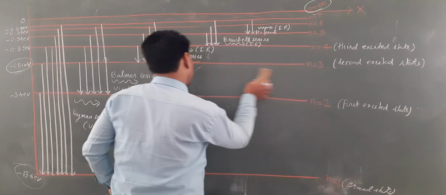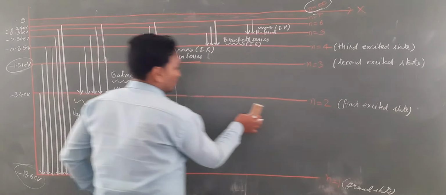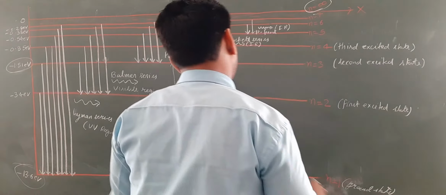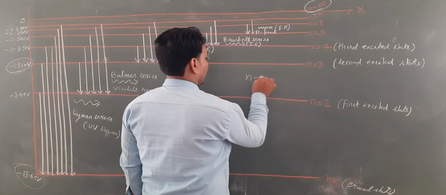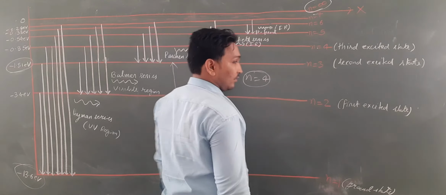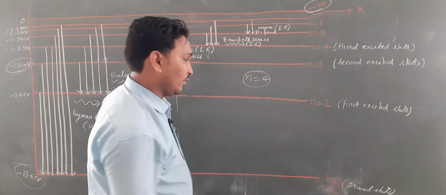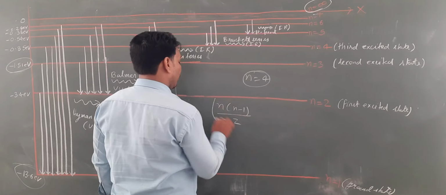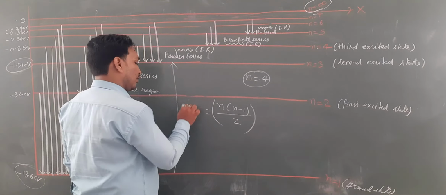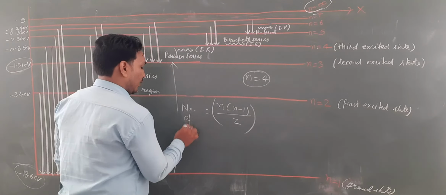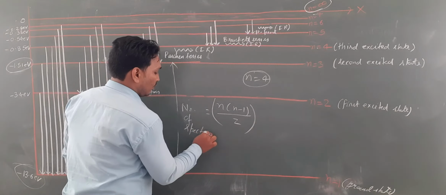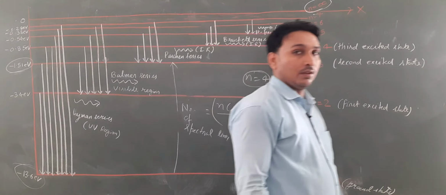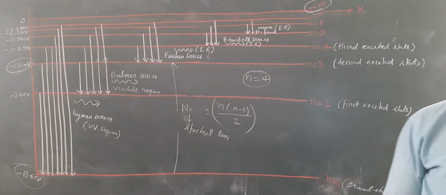One very popular question is: if an electron is at n equal to 4, then how many transitions can it make? For that there is a formula, n(n minus 1) upon 2. You have to remember this one. This is the number of spectral lines. If n is equal to 4, then 4 multiplied by 3 upon 2 will be 6.